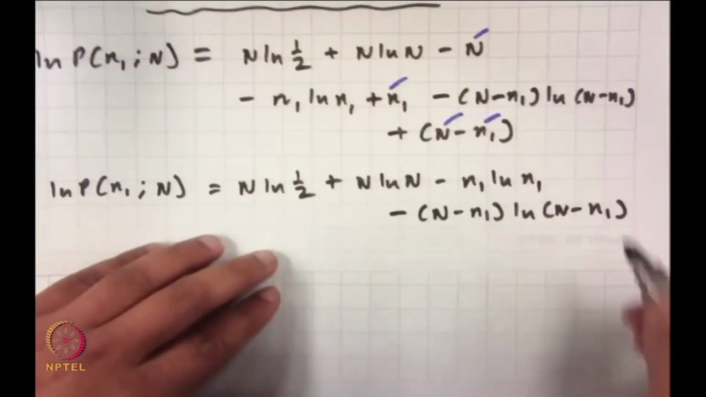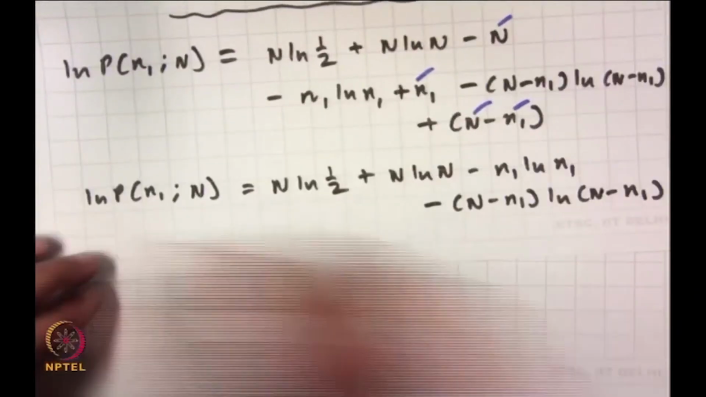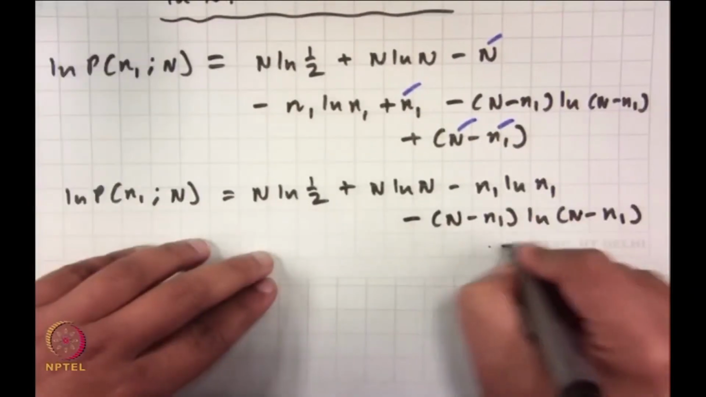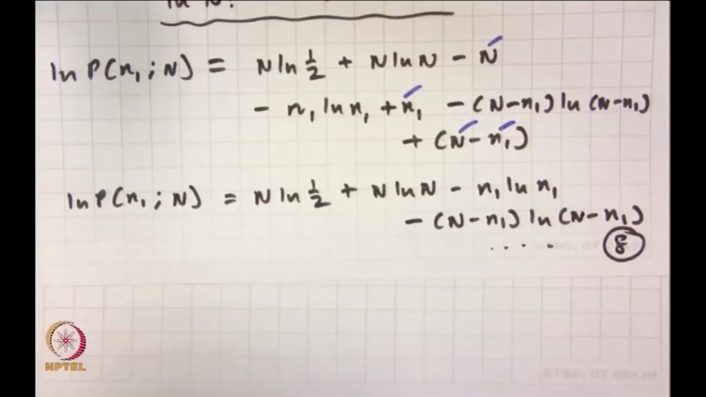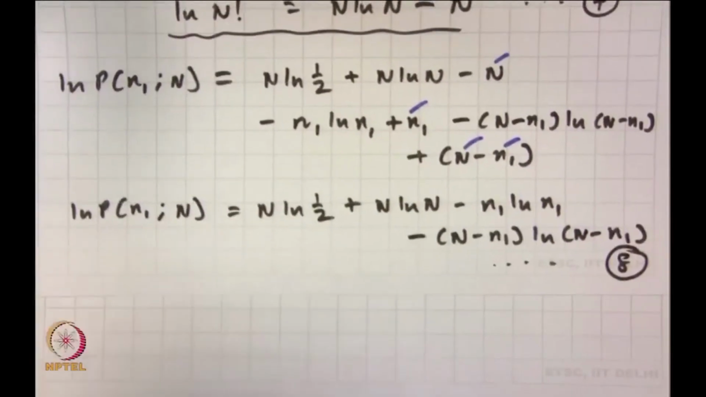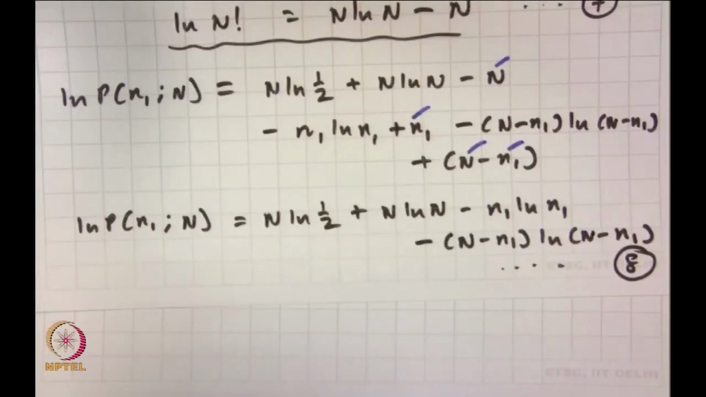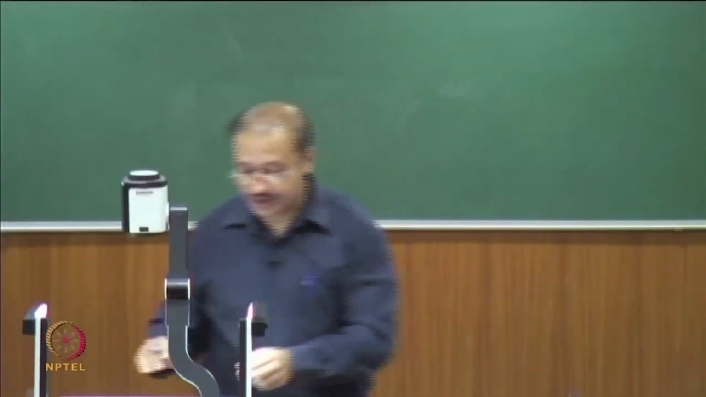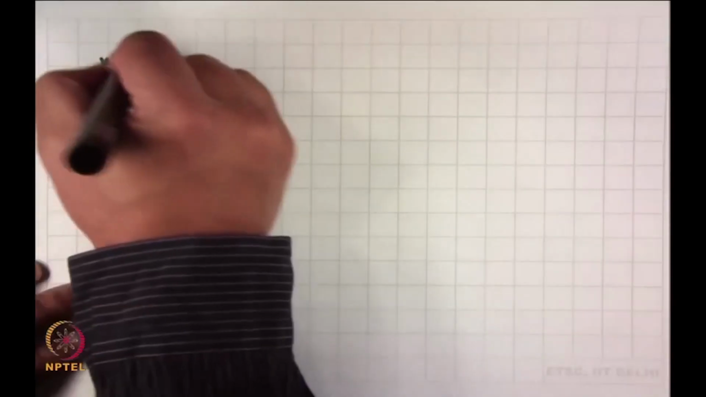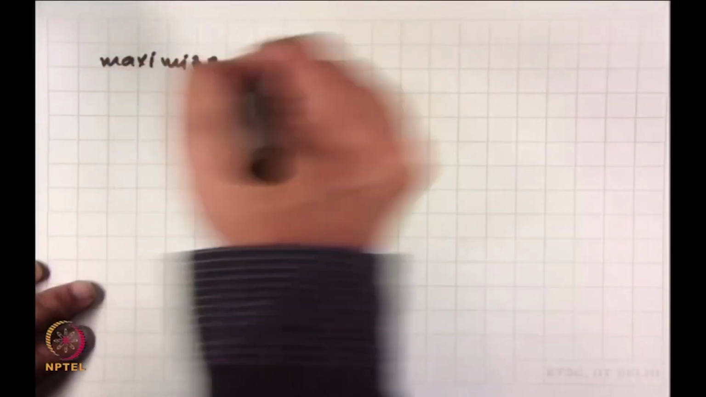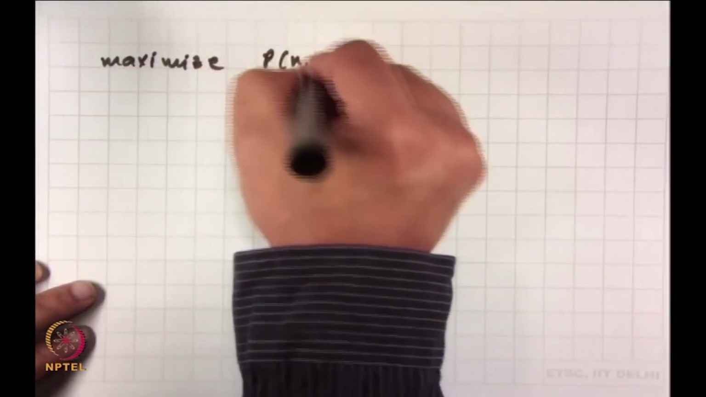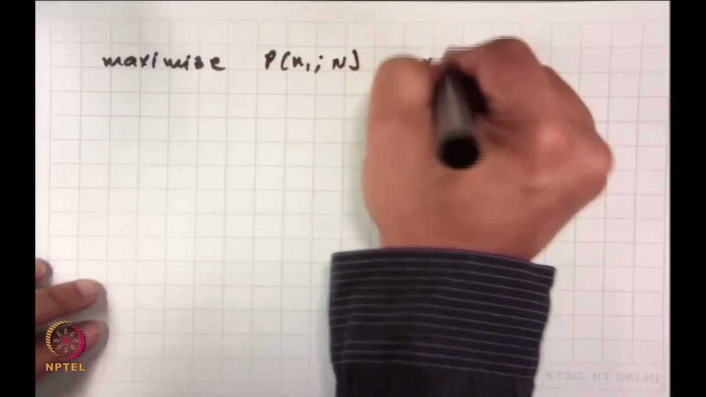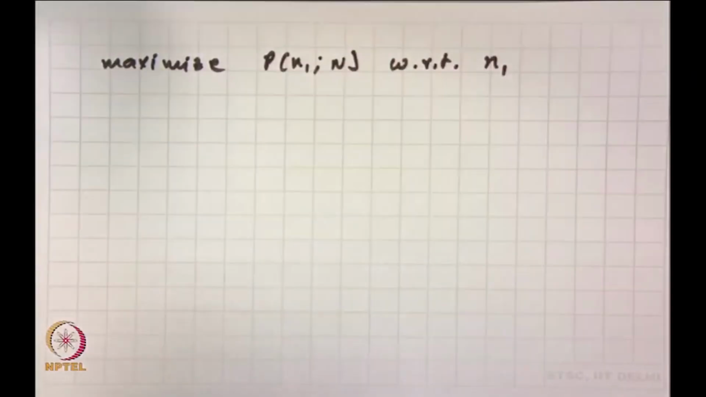Okay. And this would be, say, equation number 8. I am just running out of space, but anyway I will write it, equation number 8. You are with me until this point, right? Now, remember we have to maximize it. So, having done this, maximize the probability p(n1, n) with respect to n1. That is, I am trying to find the number of steps n1 for which p becomes maximum.